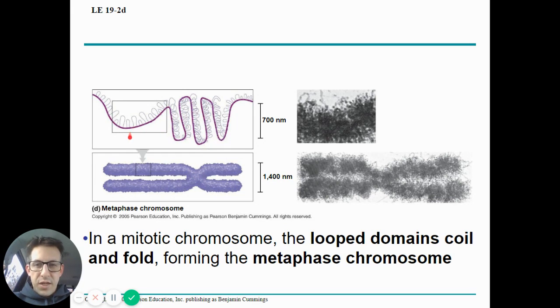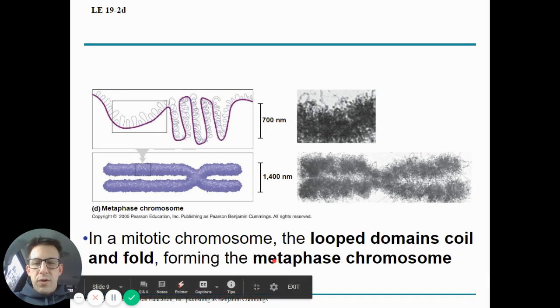And then we shove all those together into this chromosome, which ultimately becomes about 1400 nanometers thick. So we start, I think, with the DNA double helix being 2 nanometers thick, and by the end of all this packaging and protein folding, we end up with a structure that's 1400 nanometers thick. So we increase the thickness of this DNA package very extensively. So the loop domains coil and fold and they form the metaphase chromosome.